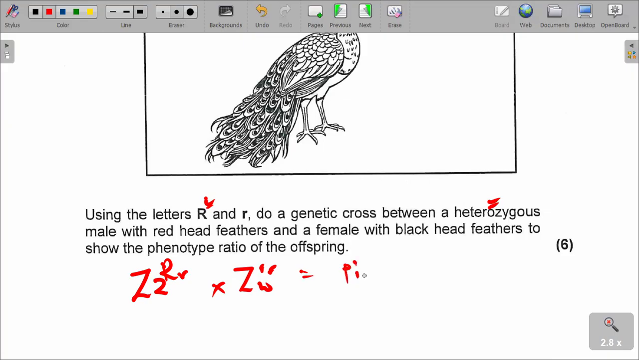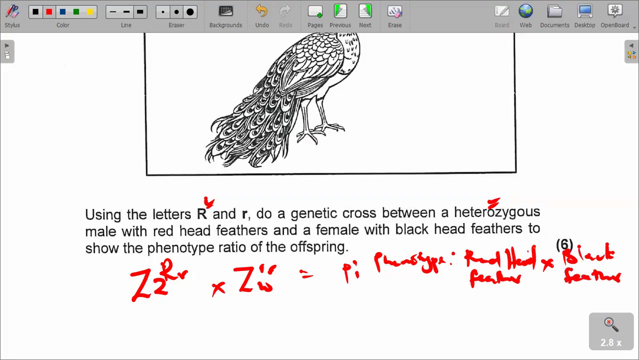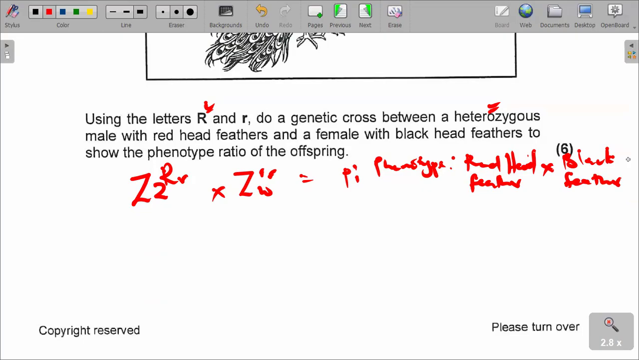So we are saying phenotype P1, phenotype is equal to red head feather is crossed with a black head feather. So having that, we have got our genotype.